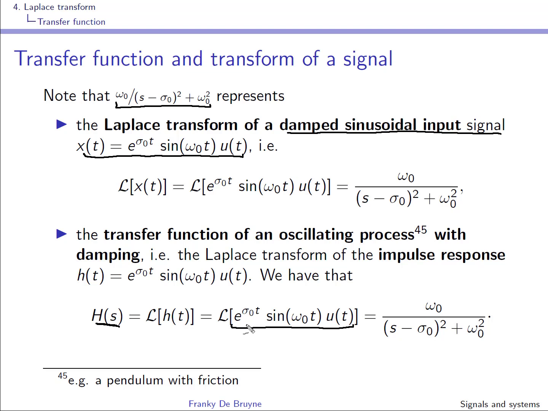And what system would have that kind of behavior? Well, of course, a pendulum, but a pendulum with friction. Okay, so if you put an impulse to this pendulum, it will start oscillating, and the angle will follow an equation like this. So it will be an exponentially decaying signal that is modulated by a sine. Okay, so depending on the situation, a certain function of a variable s might be the Laplace transform of an input signal, or it might be a transfer function.